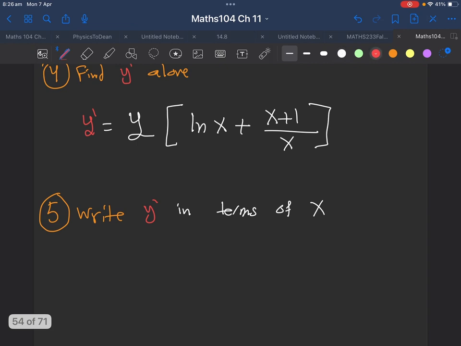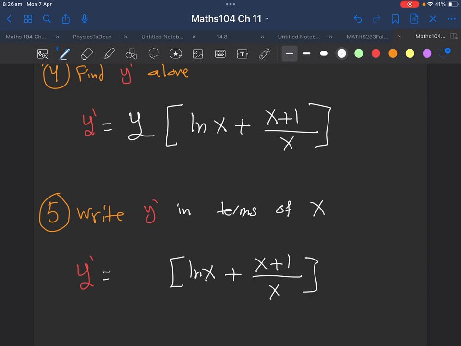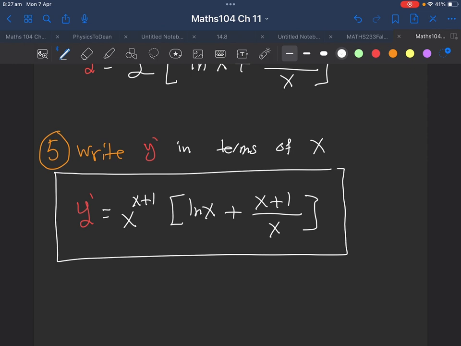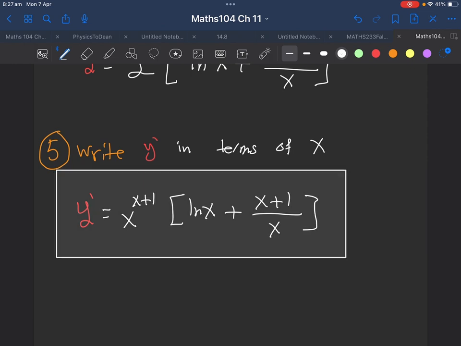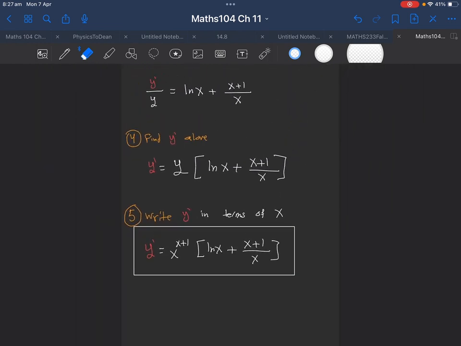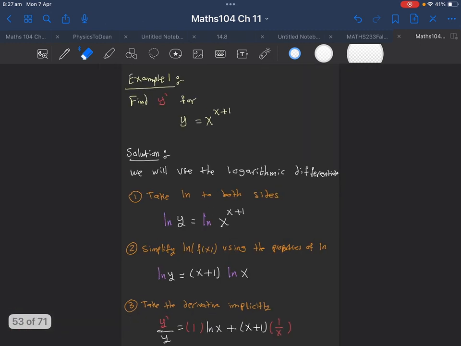So we ask ourselves, what will be y prime? And what was y prime? We go to the original question, what was y? If you recall, it was x to the power of x plus 1, and that is the final answer we have. That's the final answer. So let me just go over the steps again.